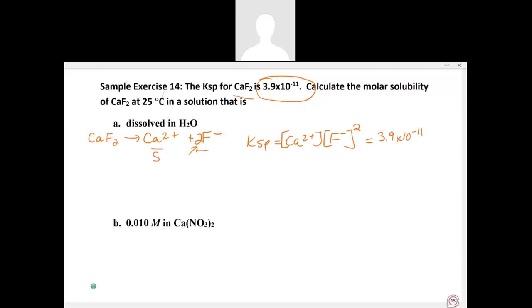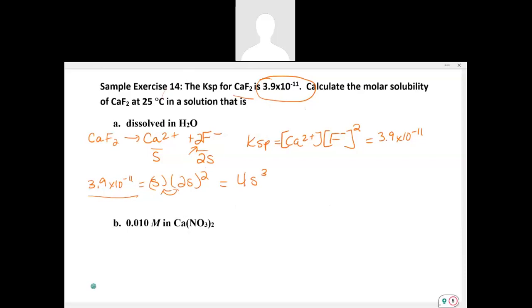We're going to create an equation where we have our solubility of calcium fluoride being the variable S, and then our calcium being the variable S, and our fluoride will be 2S because of those coefficients. So let's set this equal: 3.9 times 10 to the negative 11 equal to S times 2S. Don't forget to square it. And we get that 3.9 times 10 to the negative 11 is going to be equal to 4S cubed, doing the product of these two values here.